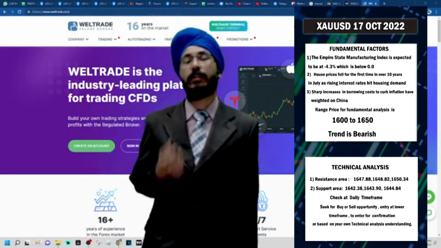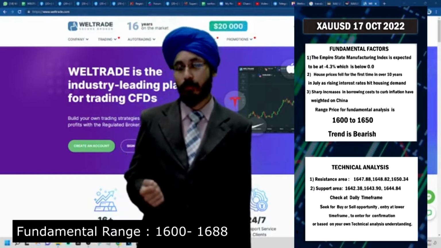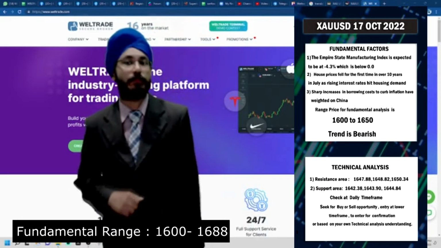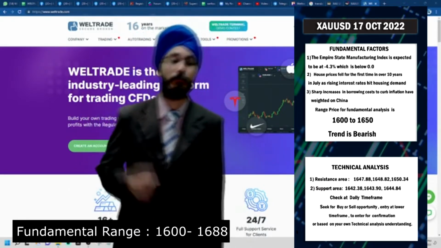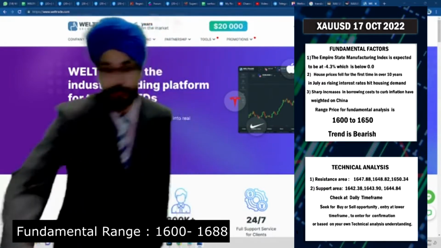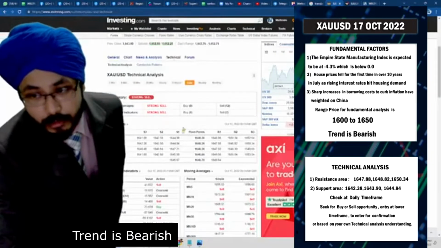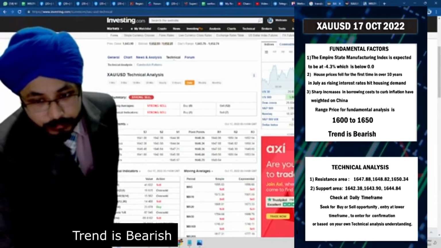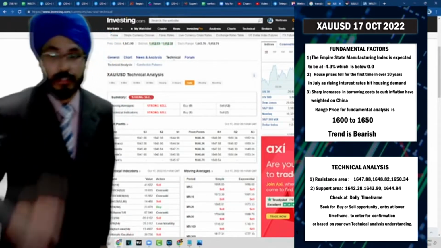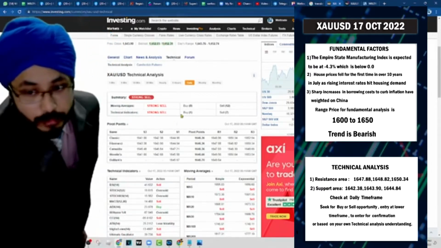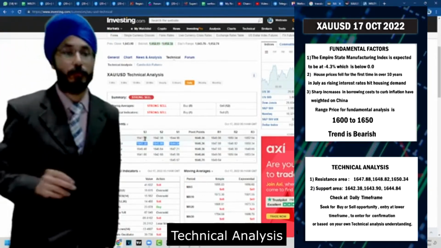The range that we are looking at is between 1600 to 1650. The trend is bearish. Moving forward, we will go with our technical analysis. I will show you in investing.com. As you will be able to see here, we will go to the daily, and at the daily you will be able to see based on Fibonacci that there are three support points.